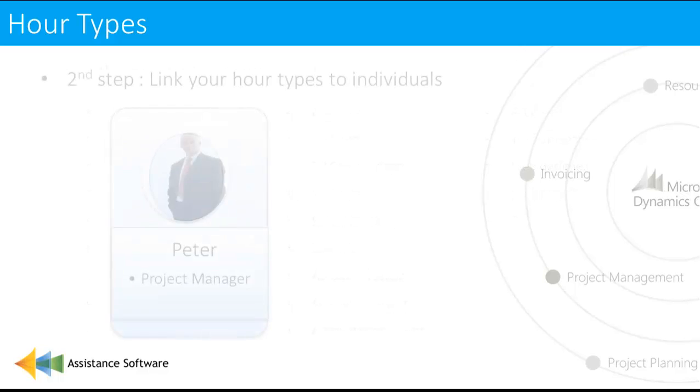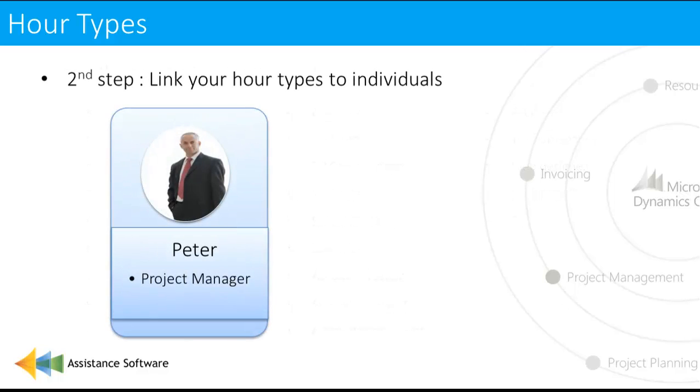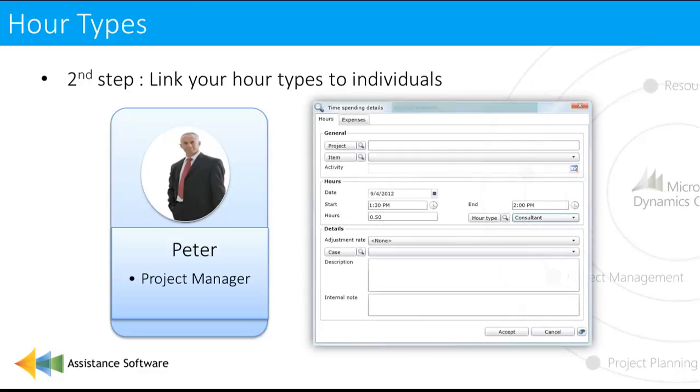Once this is done, you need to assign them to your users. By doing so, the hour type will automatically appear in the time entry window of the person's timesheet. Consequently, an employee will only have access to the hour type that will have been assigned to him or her.